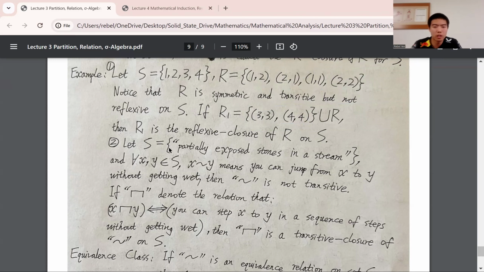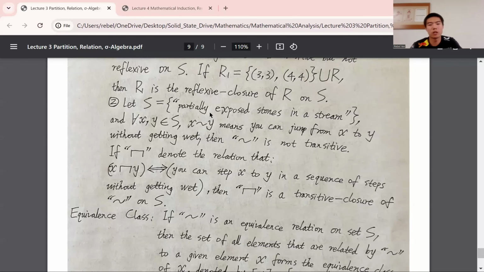Yeah, we can see another example. Let S be partially exposed stones in a stream. So this means you are jumping on a set of stones in a stream, and the river is flowing there. Let's define x wave to y, like the water wave, which means you can jump from x to y without getting wet, which means you do not fall into the water. So the distance is within your control, right?